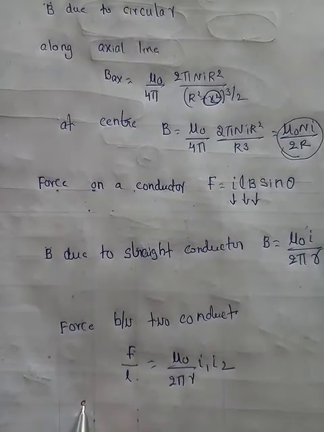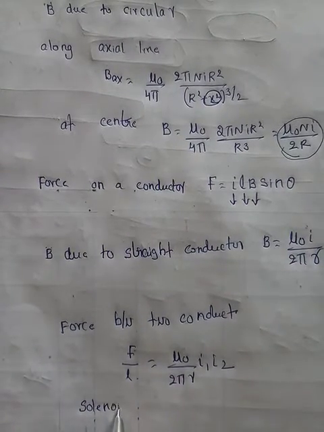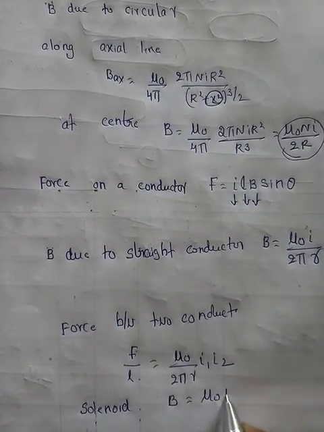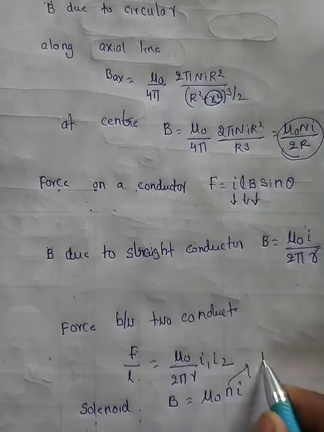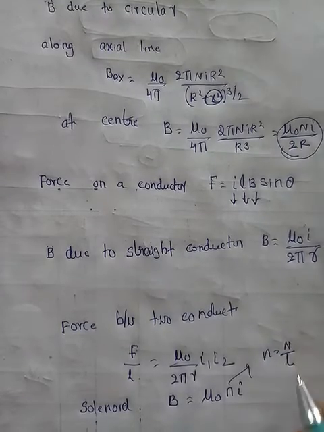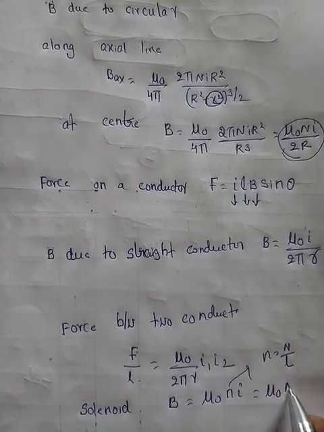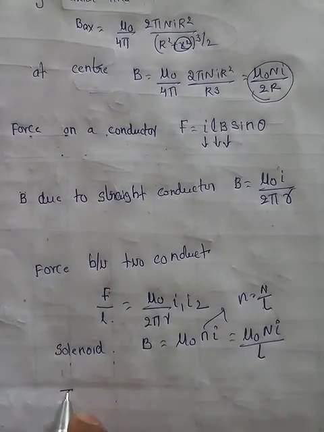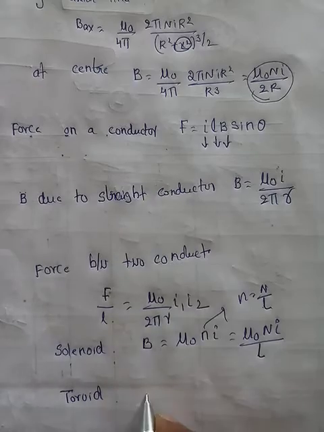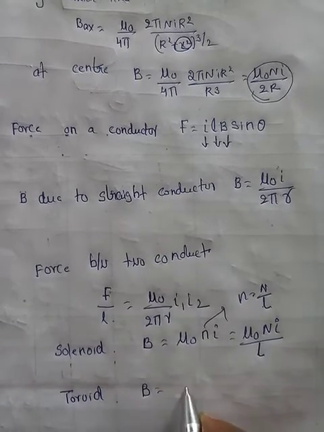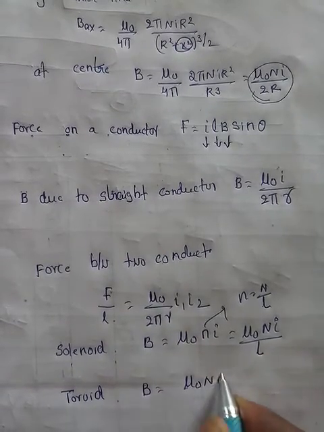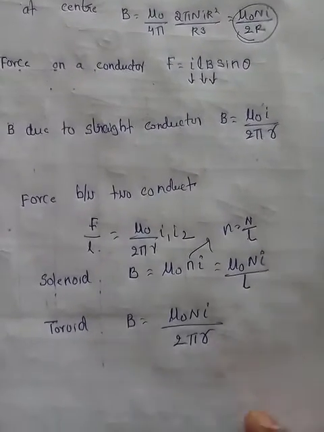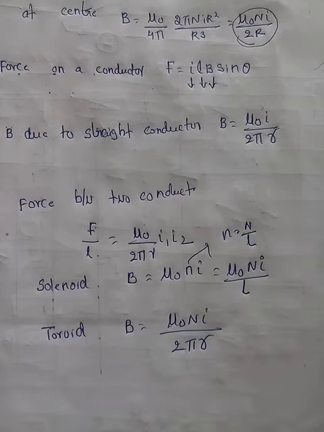Next is magnetic field of a solenoid. What is the magnetic field of a solenoid? B is equal to mu naught small n I. What is small n? Number of turns per unit length. So we can write mu naught N I by L. If it is a toroid, the magnetic field is mu naught N I by length, where the length becomes the circumference, so mu naught N I by 2 pi r.